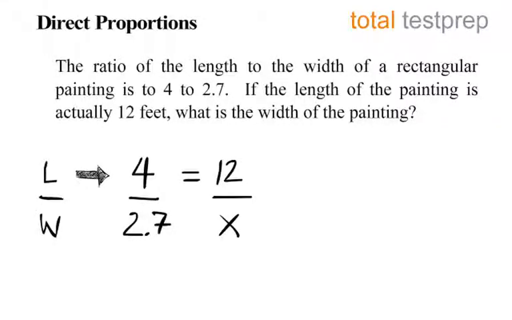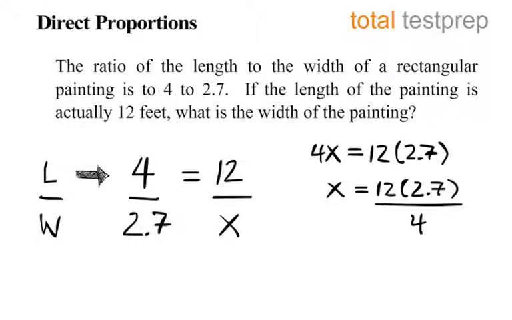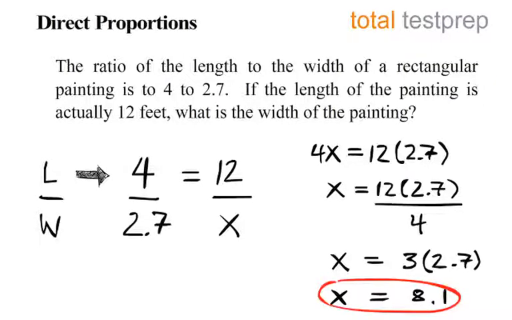So we can rewrite this as a direct proportion. 4 over 2.7 is equal to 12 over x. So we get, when we cross multiply, 4x is equal to 12 times 2.7. We can divide both sides by 4 to get x is equal to 12 times 2.7 over 4. And the 4 and the 12 cancel out to get x is equal to 3 times 2.7, which is 8.1. So the width of the painting is 8.1 feet.